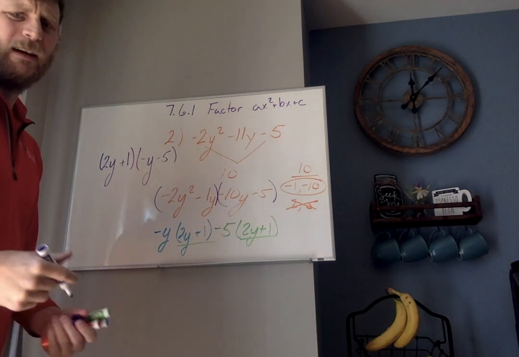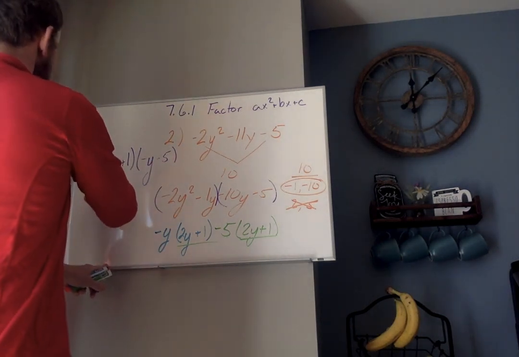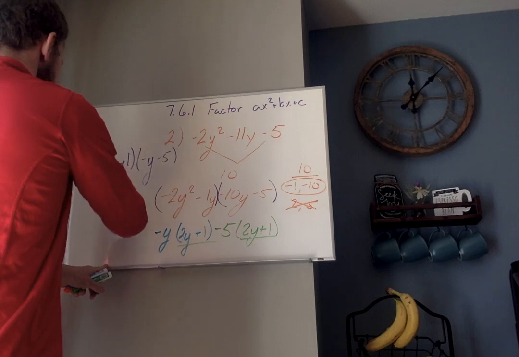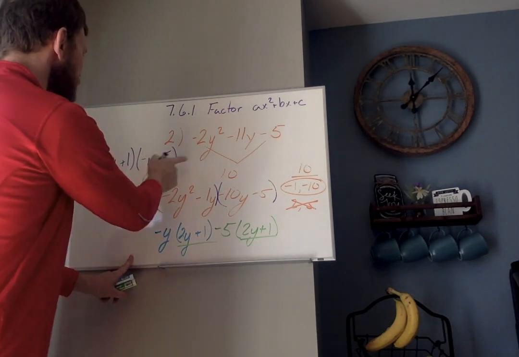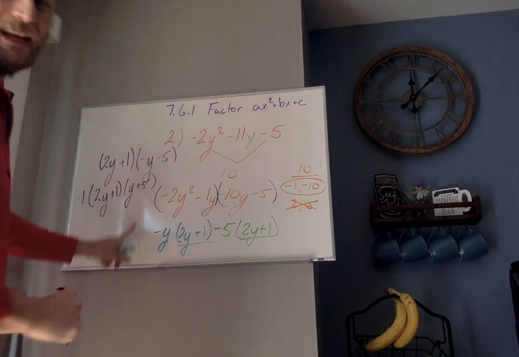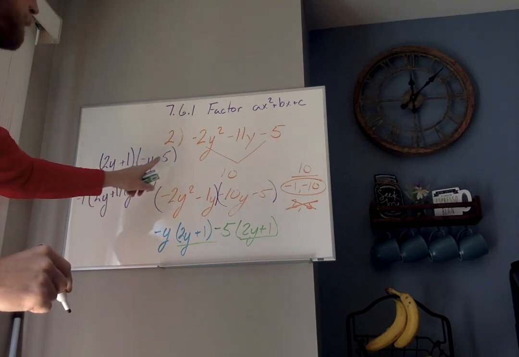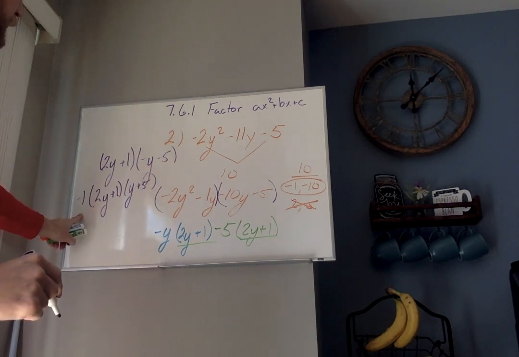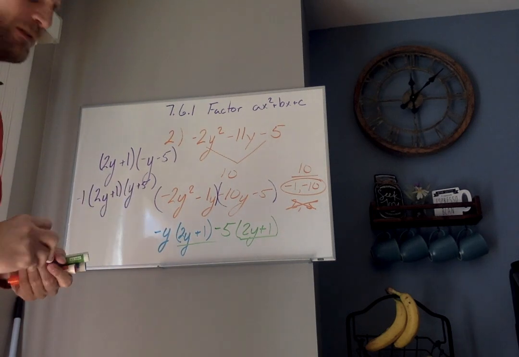Now I can clean this up further. Notice they both have a negative involved. I can pull that negative 1 all the way out front. And this would just be y plus 5. Because what I'm doing is I'm pulling a negative 1 out from that. Okay? Negative 1 out from that. And that's going to go in the front. That I did nothing to. And that would just be y plus 5.